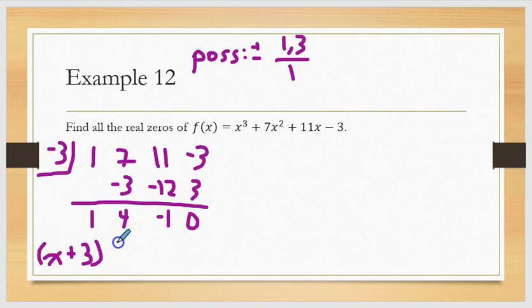And based on what's underneath the synthetic division, I have x squared plus 4x minus 1 for what's left after we take the x plus 3 factor out. Now, usually you would try to factor this to get the other answers, but in today's examples, we're doing some slightly more complicated ones. So if you cannot factor, or if it just seems very hard to factor, we're going to be switching to using the quadratic formula instead.